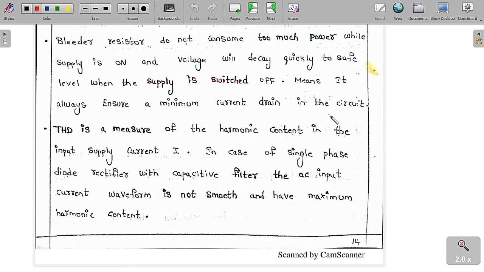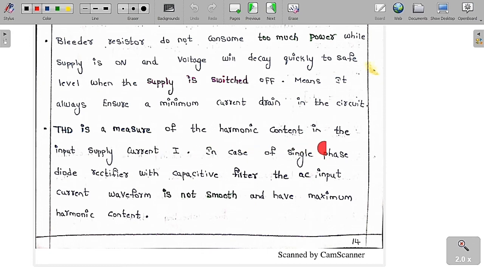So whenever the supply is on, it consumes only a small amount of power. When the supply is off, the voltage across the bleeder resistor decays, so it does not consume any power. So the bleeder resistor does not consume too much power when the supply is on, and the voltage decays quickly to a safe level when the supply is switched off. If the supply is off, the voltage across the bleeder resistor decays very fast to a very safe level, so it consumes even less power. That is the meaning of this. It always maintains a minimum current in the bleeder resistor, so it always ensures a minimum current drain in the circuit.